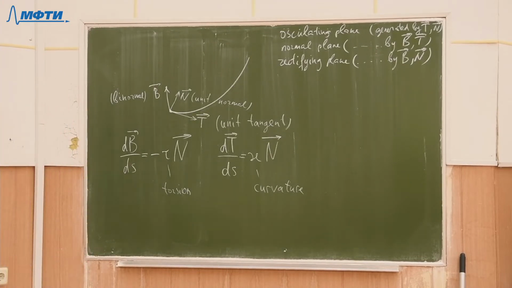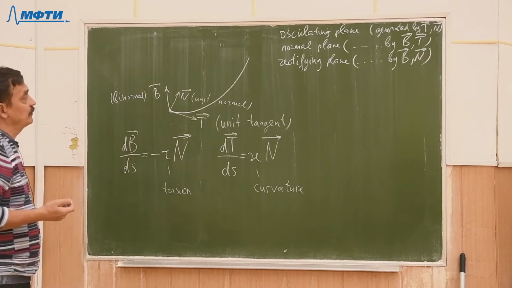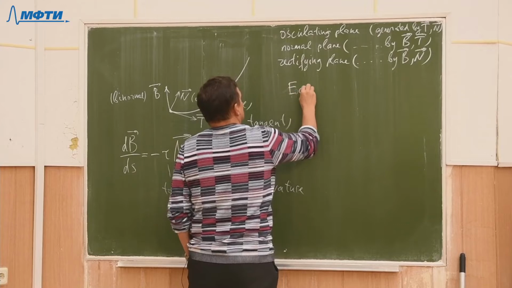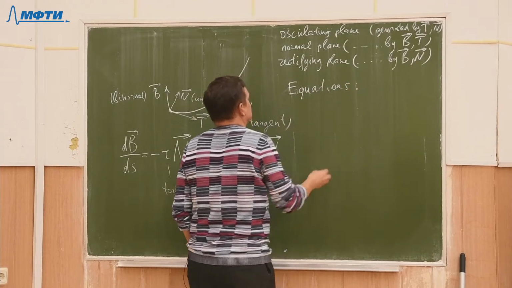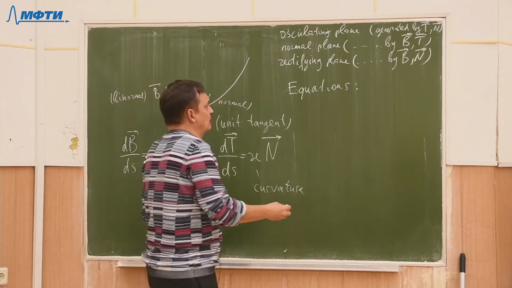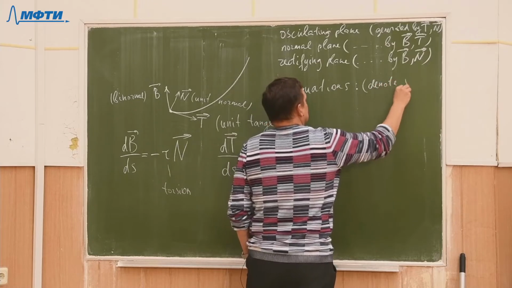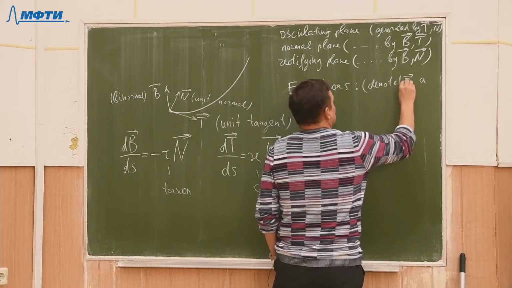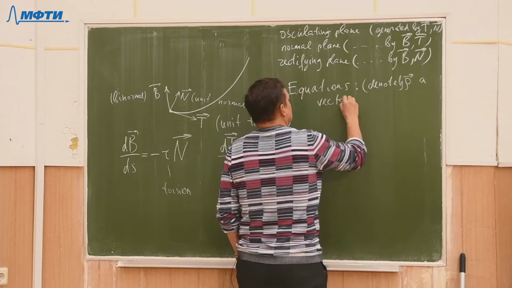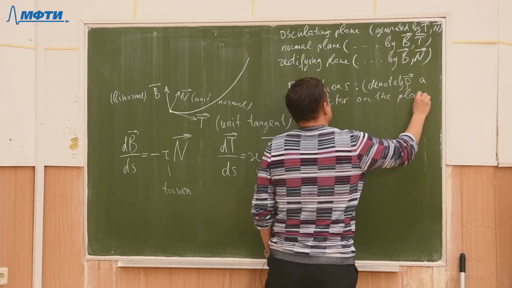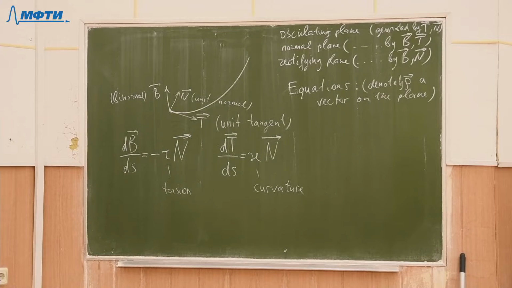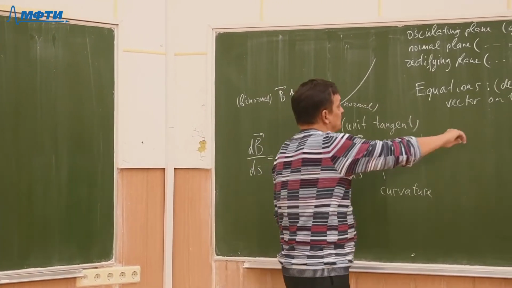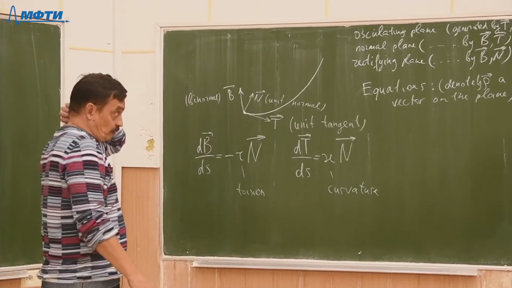So let us try to understand what are equations for those planes. I'll give equations in vector form. Denote by rho a vector on the plane. Rho is a vector which runs along the plane.